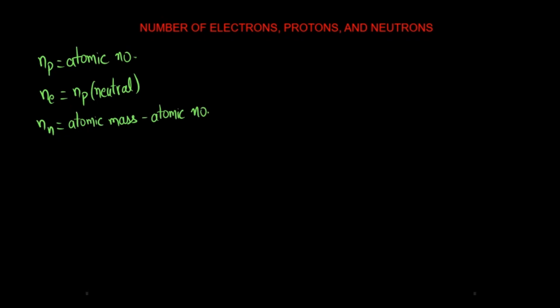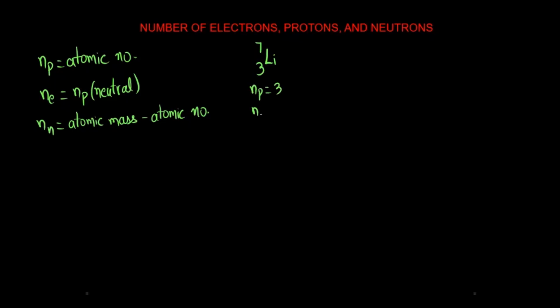Let's see an example. We have lithium. The atomic number is 3. I will write it here. The atomic mass of lithium is 7. I will write it here on top. Now, look at the formula. The number of protons is the same as the atomic number, which is 3. So for lithium, the number of protons is 3.